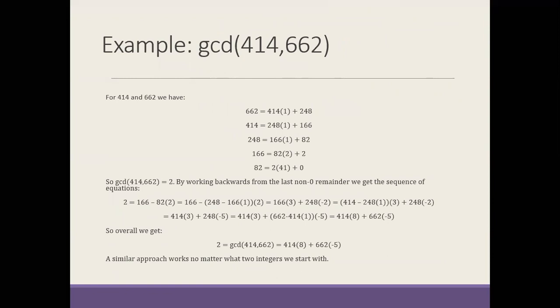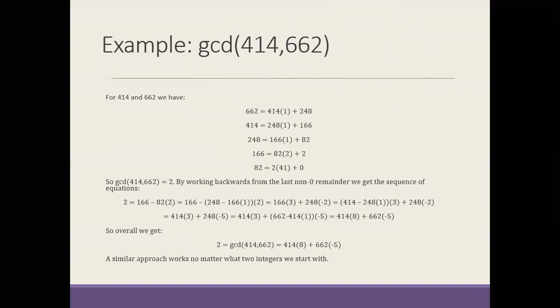So here's what we did. Do you remember last time? We said 662 is 414 times 1 plus 248. Then next line, you take the divisor and the remainder and you go down: 414 is equal to 248 times 1 plus 166. Then 248 is equal to 166 times 1 plus 82. Then 166 is equal to 82 times 2 plus 2. And if you go down the next line, the remainder is 0.